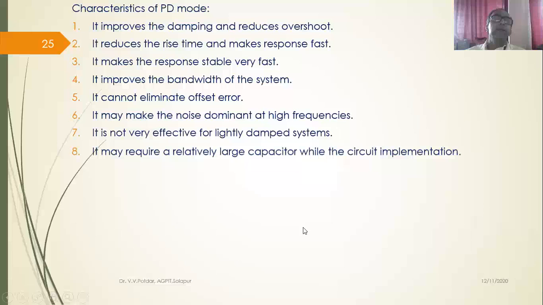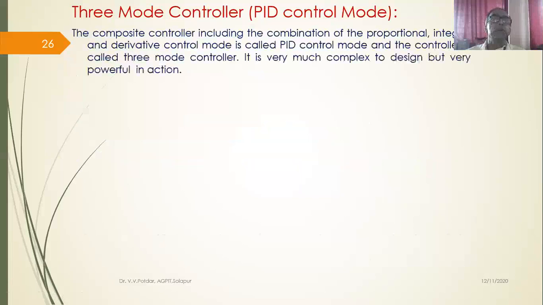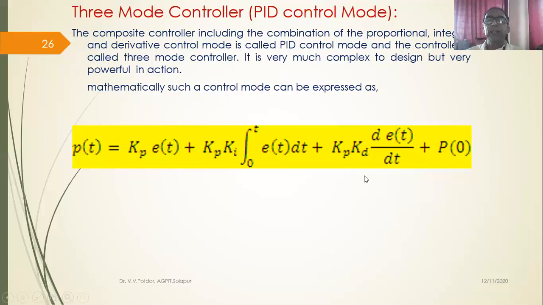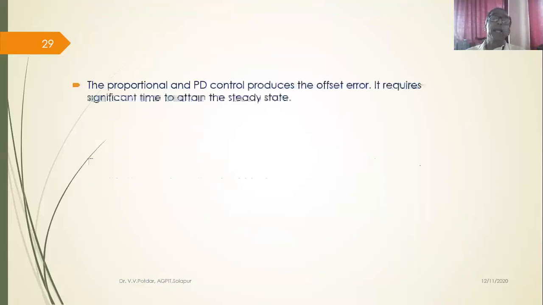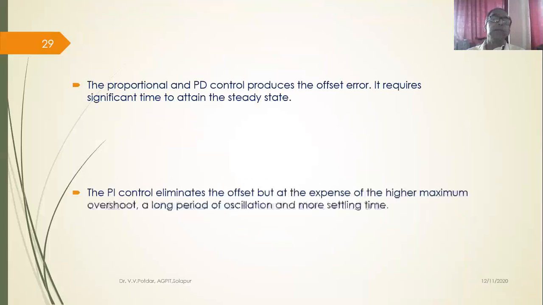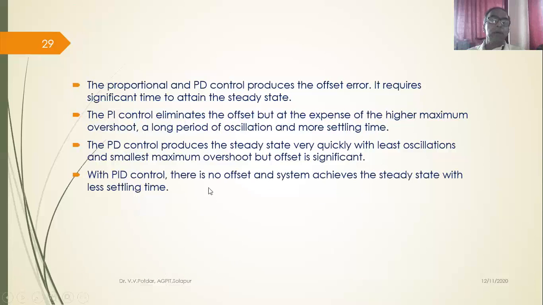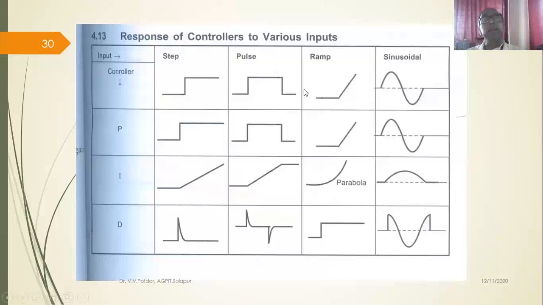Okay, and finally, we will see the three-mode controller or PID controller. We will go a bit faster mathematically. So P action, I action, and D action. You have to remember this equation, plus P0. Let us quickly see the characteristics. It gives me the best response. So PID is the preferred controller. With PID control, there is no offset and the system achieves the steady state with less settling time. Therefore, PID is the ultimate process composite controller, the most preferred one.